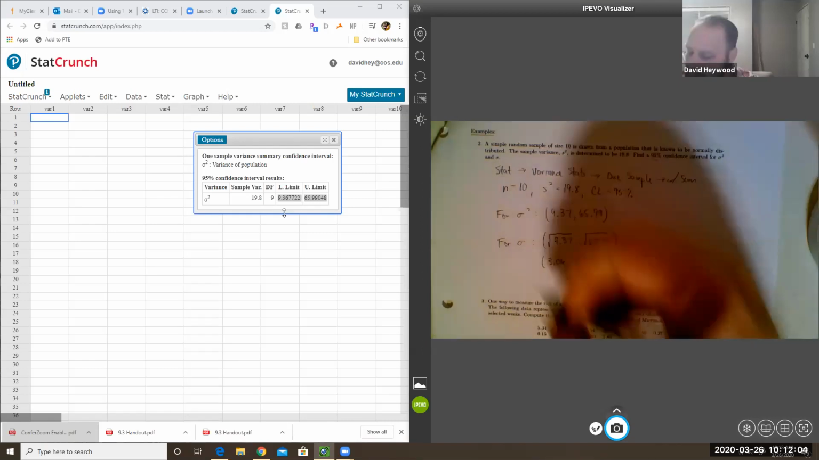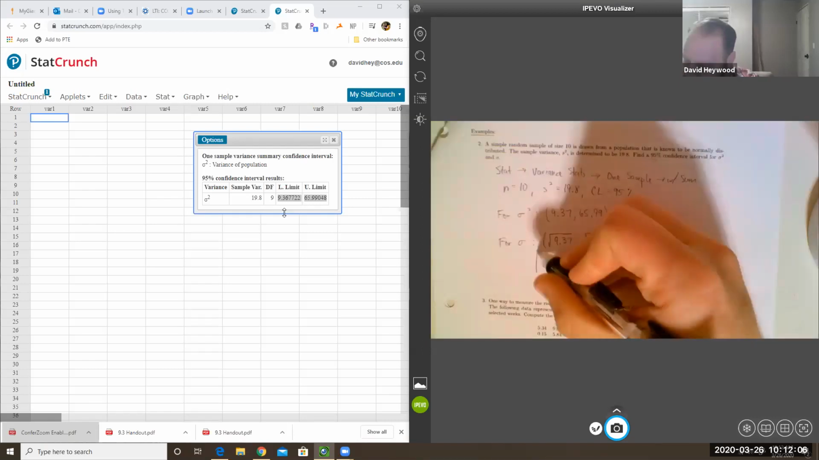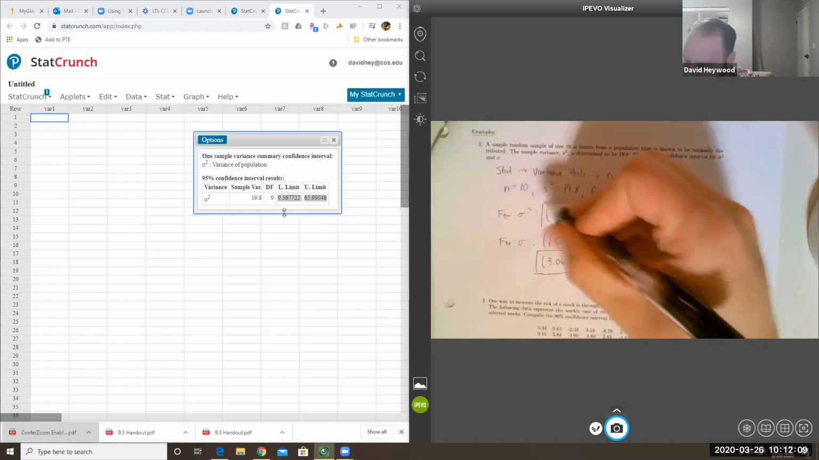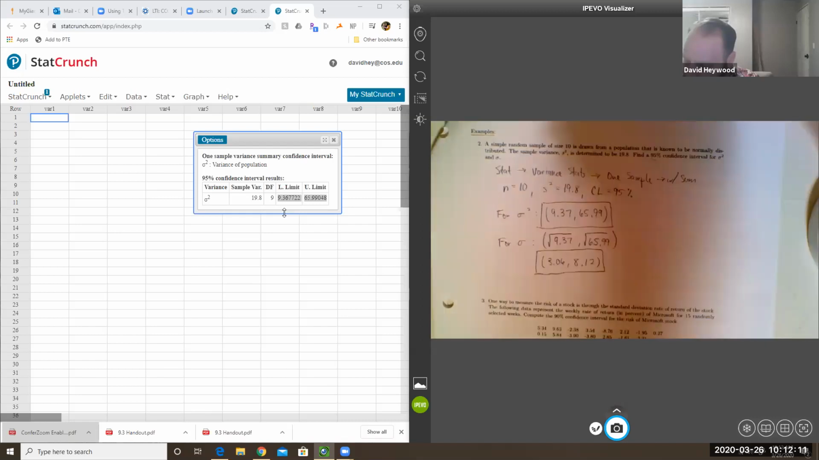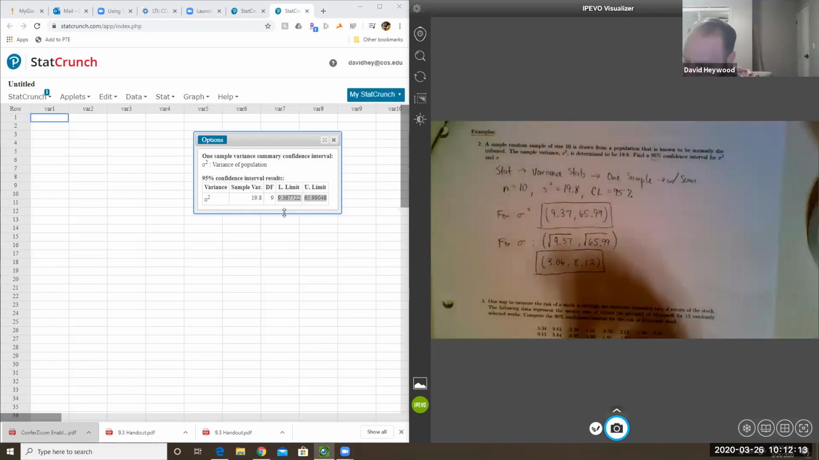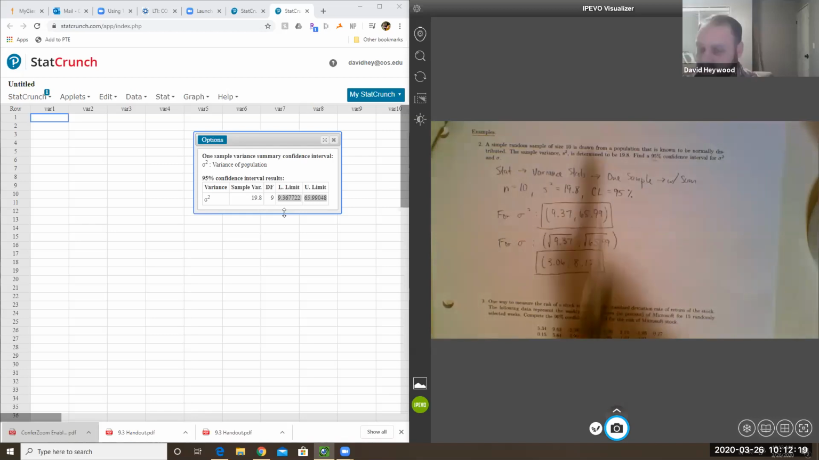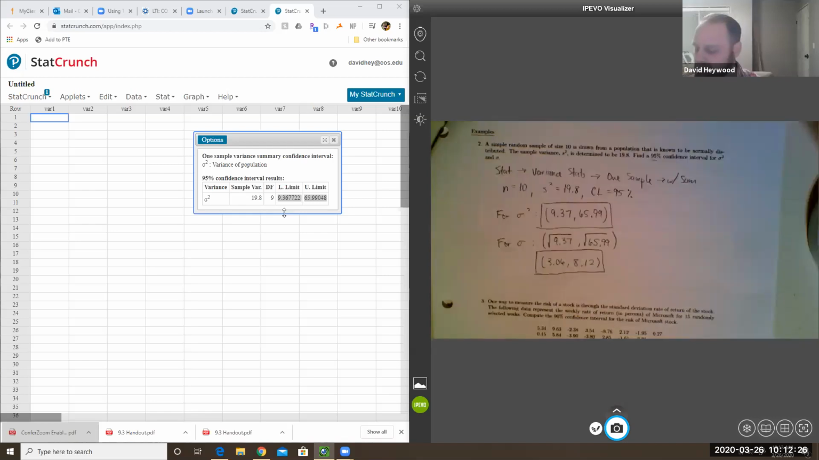Anyway, but that's my confidence interval for sigma. That was my confidence interval for sigma squared. Okay, so again, the interpretation of this is that we are 95% certain that the true population standard deviation is somewhere between 3.06 and 8.12. Okay, so that's that one.